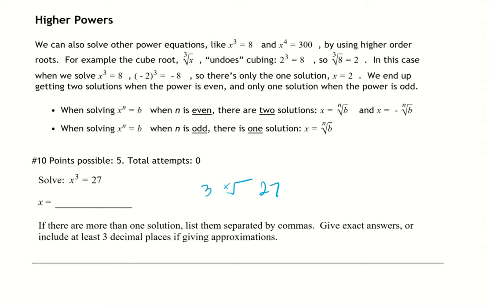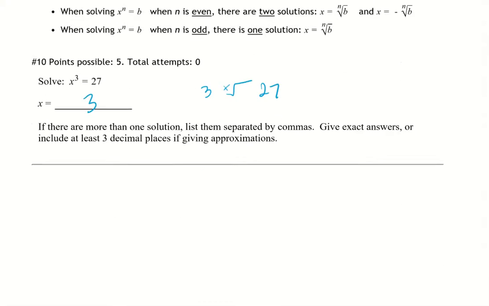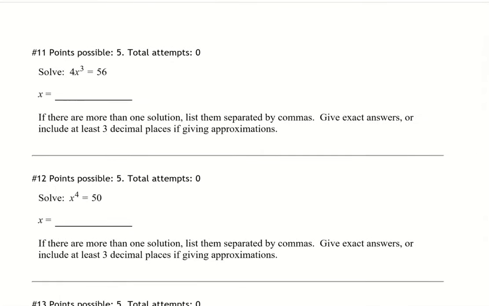If we have higher powers, it's not just a square root. It could be a cubed root, or anything like that. So if we have a cubed root, for this one I would divide both sides by 4, and then take the cubed root of both sides. Check your calculator. That'll tell you if you have a cubed root or not.